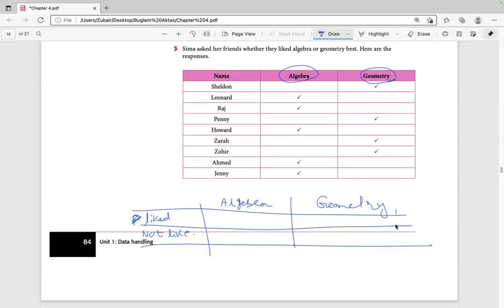So we can always count how many like algebra. So let's do it. 1, 2, 3, 4, 5. So 5 like algebra. And 1, 2, 3, 4. 4 like geometry. And how many would not like these? That is one way. Another way could be we can change this into boys and girls. Boys and girls.